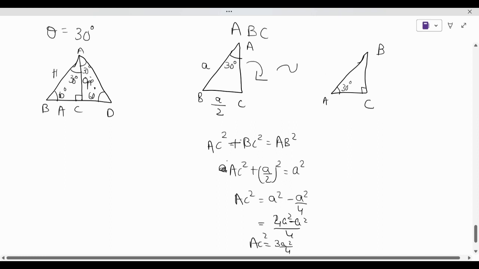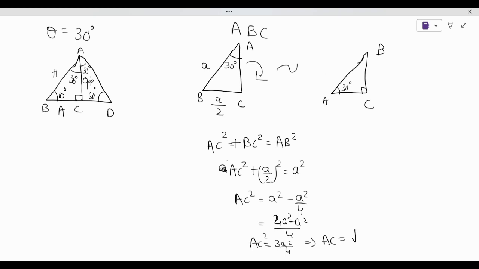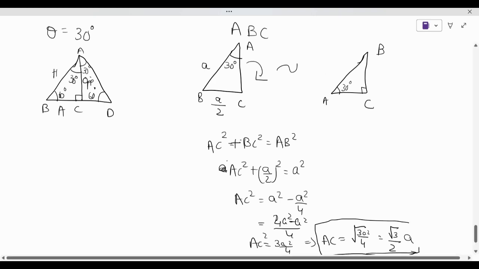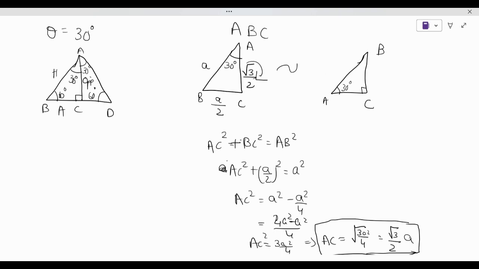This is AC square, which means AC will be root of 3A square by 4, which is equal to root 3 by 2A. So this is AC's value. As usual, we know it's actually plus or minus root 3 by 2, but only positive we are going to take because it's a distance. So AC is equal to root 3 by 2A.